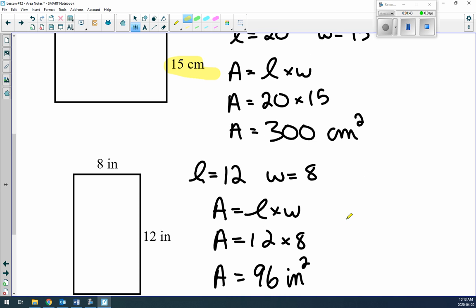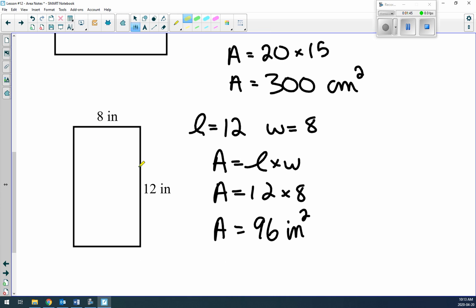Really quite simple. This one here, 8 inches and 12 inches. Length in this case we did as 12, width as 8. You could do it backwards, it wouldn't make any difference. Write the formula down, area equals 12 times 8, area equals 96 inches squared. Don't forget your units. Okay, that's a rectangle.